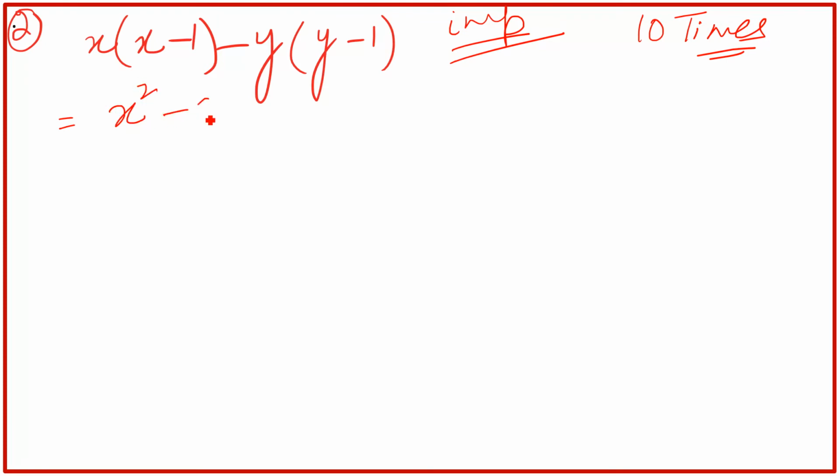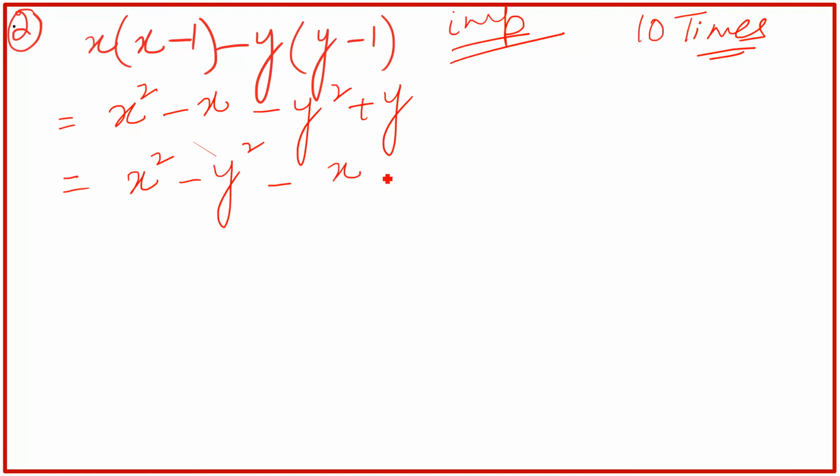x square minus xy minus y square plus y. See, multiply this parenthesis with x, and this parenthesis with y. So we have this, right? Now we will arrange x square, and this minus y square will come up here. And then we have minus x plus y.